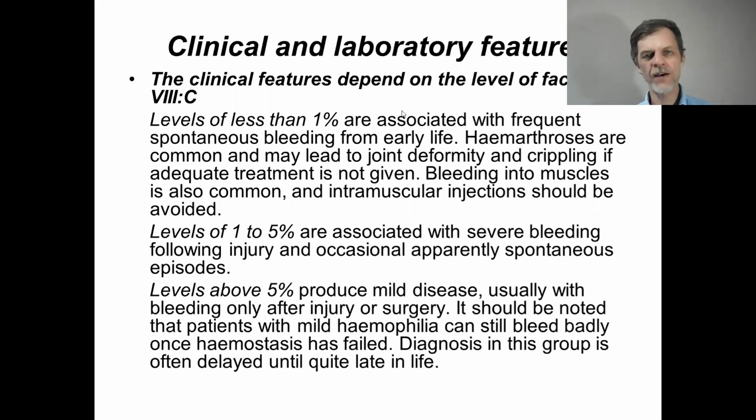You see, levels from 1 to 5% are associated with severe bleeding following injury and occasional apparently spontaneous episodes. But if levels are above 5%, it is mild disease, usually with bleeding only after injury or surgery. It should be noted that patients with mild hemophilia can still bleed badly once hemostasis has failed. The diagnosis in this group is often delayed until quite late in life. So what I'm trying to say is that the extent of disease may be different, maybe less severe, more severe. Based on this, for women with one defective X chromosome, the level will be 50%, because two chromosomes produce 100%. If one is defective, 50%. 50% is more than enough, and nothing happens. That's why women never suffer.